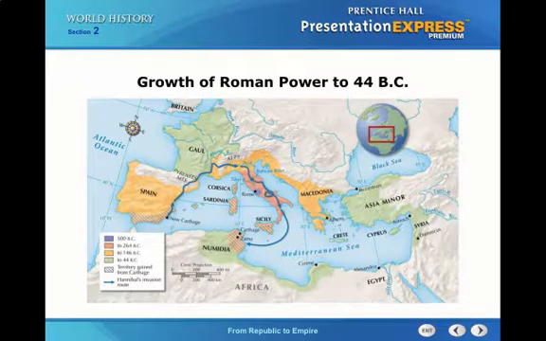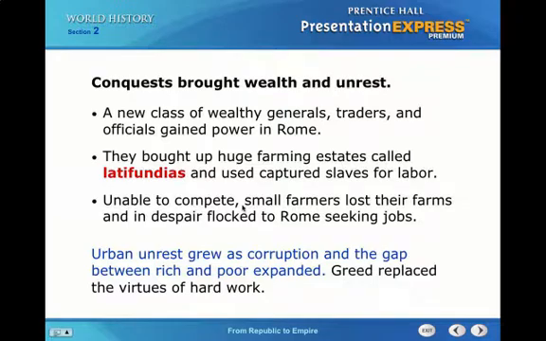So here it shows again the growth of Rome from this little city to this orange area, to the yellow area, to the green area, to what was Carthage. So it gives you an idea of how big it's getting.